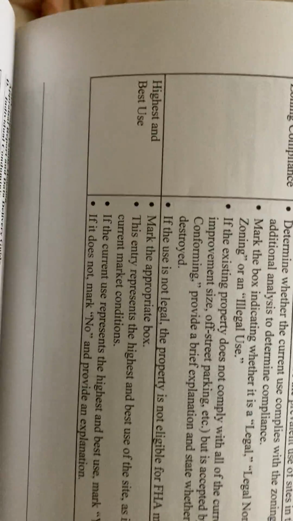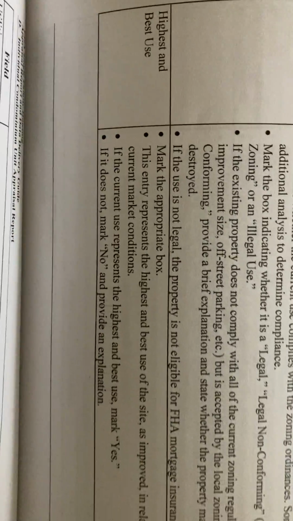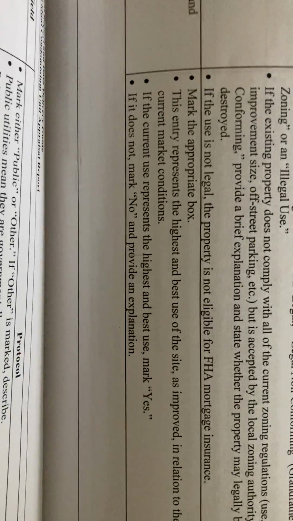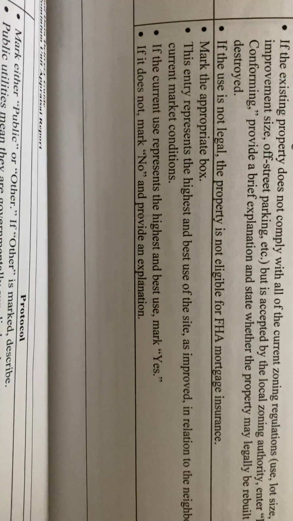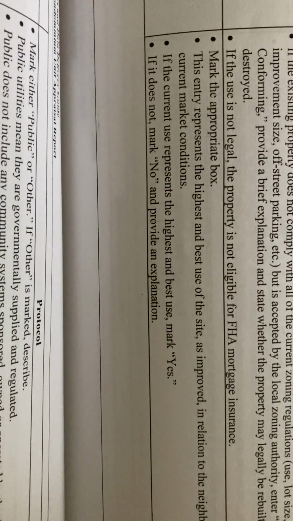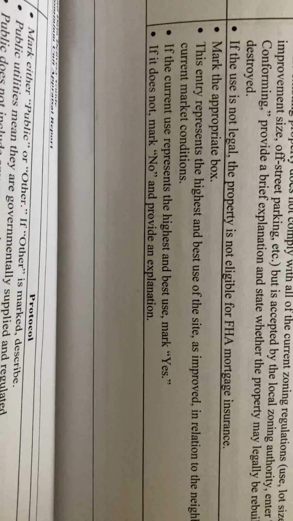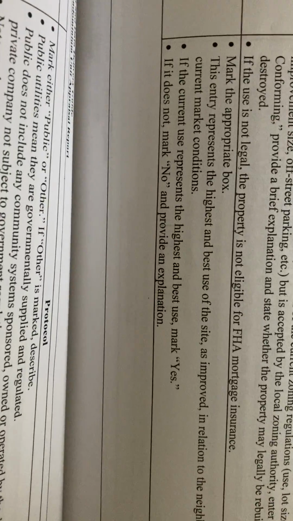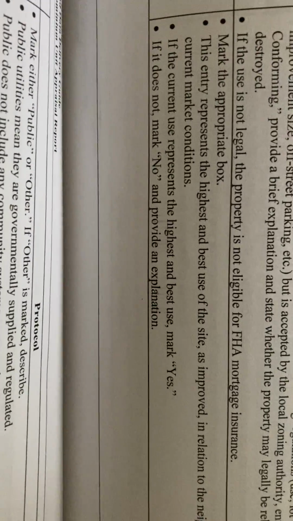Field: highest and best use. Protocol: mark the appropriate box. This entry represents the highest and best use of the site as improved in relation to the neighborhood and current market conditions. If the current use represents the highest and best use, mark yes. If it does not, mark no and provide an explanation.